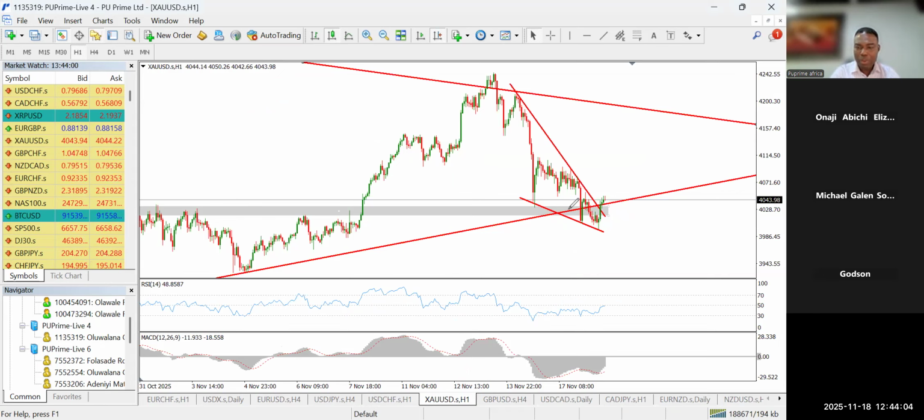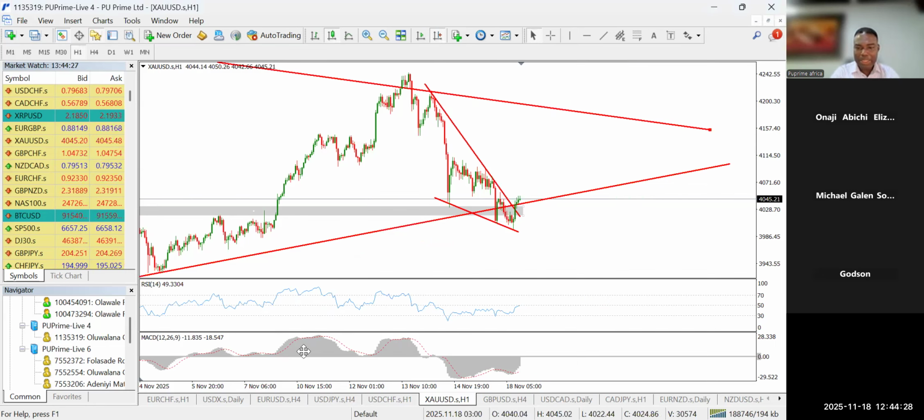And for gold yesterday, also, my analysis was a retracement down to this support zone before a breakout. And that is already happening. Though I will advise to still exercise a little caution, and that's because MACD is still below zero. It's a bullish trend on gold, but the coast is not yet clear.